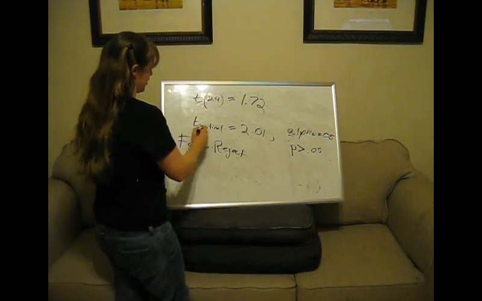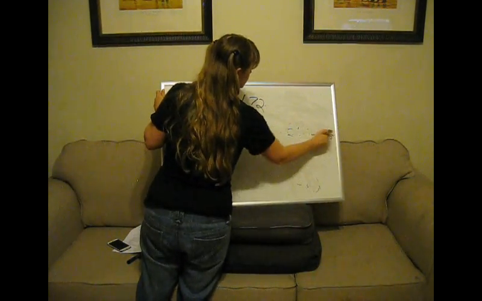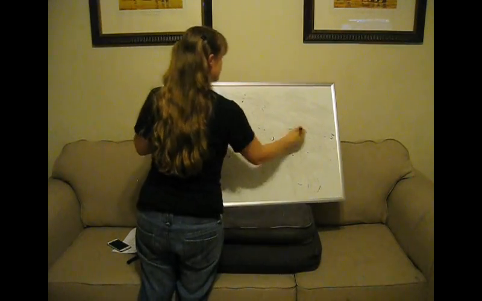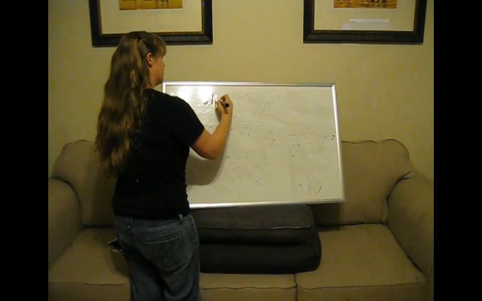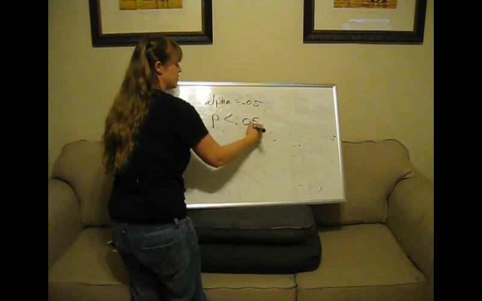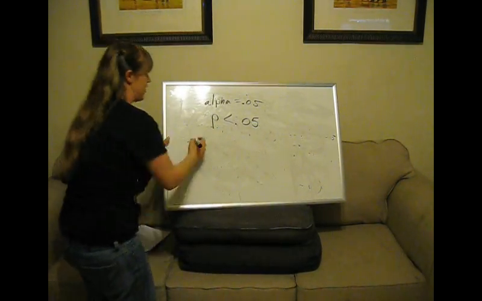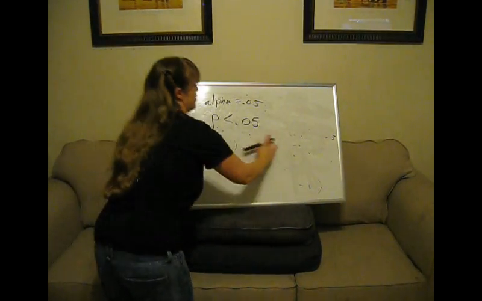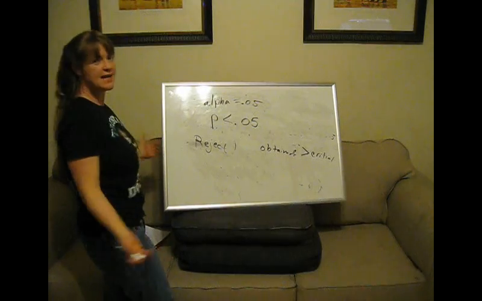But let's say on the exam I flip it around on you, because I could do it this way. Let's say I tell you, you had an alpha equal to 0.05, and your p was less than alpha. I might then ask you, what do you do? And you would say, I reject, because p is less than alpha. Reject the null. That must mean your obtained statistic was bigger than the critical value. It has to mean that, right?